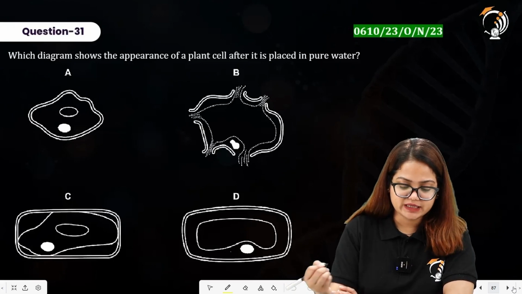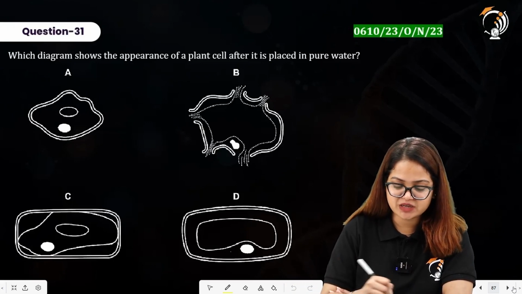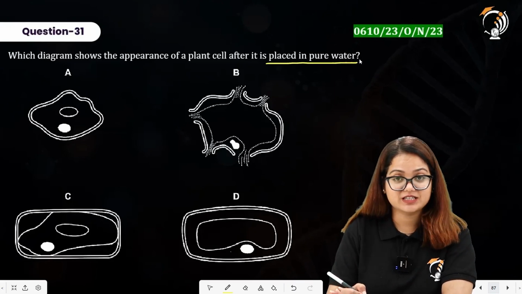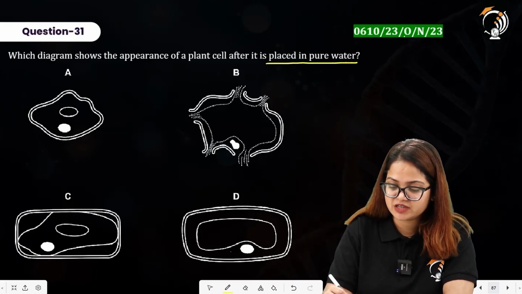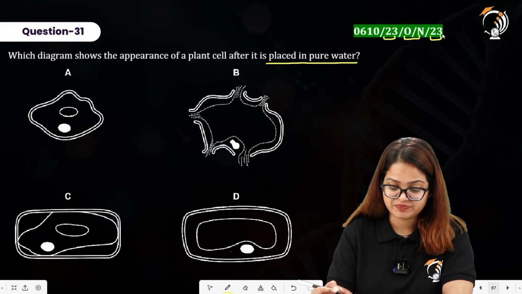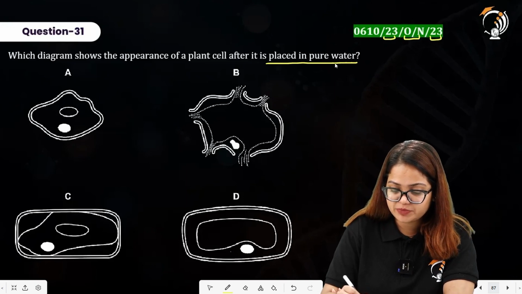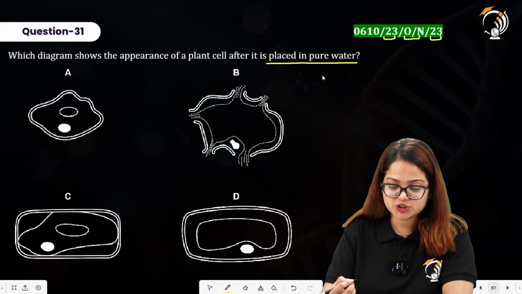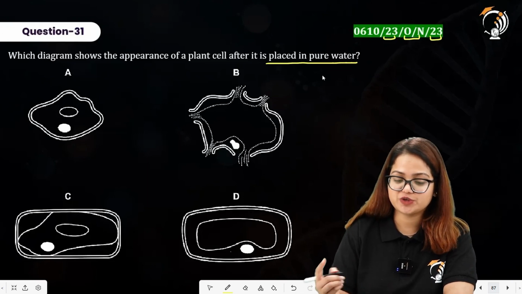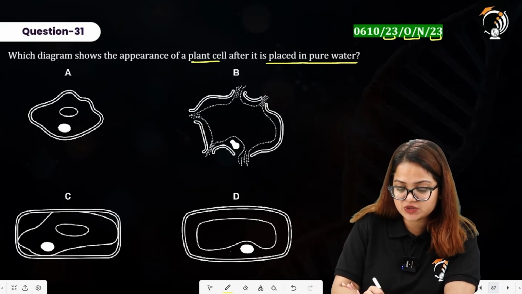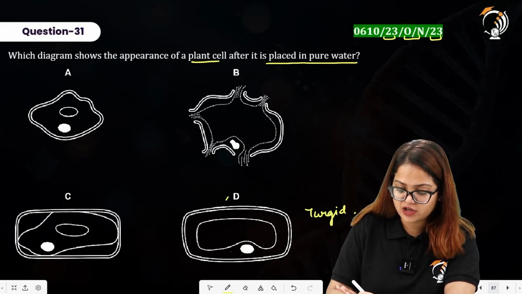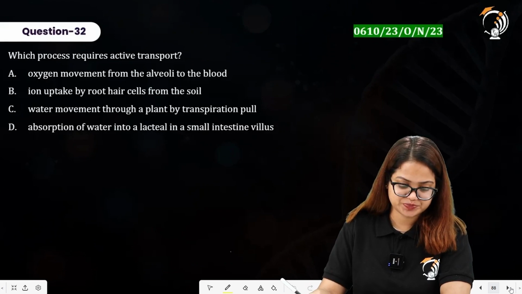Then we have question 31 that says, which diagram shows the appearance of a plant cell after it is placed in pure water? Now, you can see that this is a repeated question that has also come in October-November paper variant 23 in the year 23. So, we have the pure water that has high water potential. So, water molecules will move from a region of high water potential to a region of low water potential, that is into the plant cell, and the plant cell will become turgid as represented in option D over here.